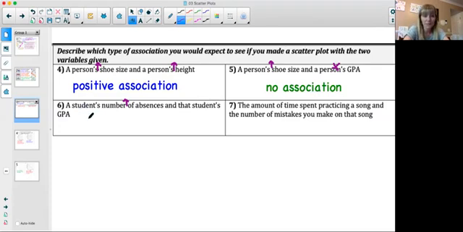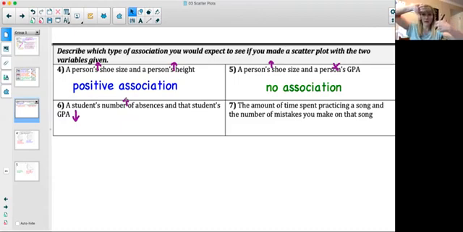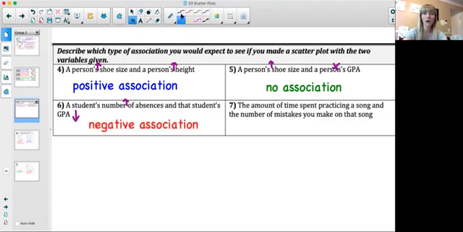Well, I can tell you from my experience as a teacher, as your absences go up, your GPA goes down, at least until you get things made up. With 1 or 2 absences, you're okay, but as they start to build, your grade really drops. So this is that opposite scenario. As one is increasing, the other variable is decreasing, so that's what we call negative association. If we plotted that on a scatter plot, we would see a general downward trend.